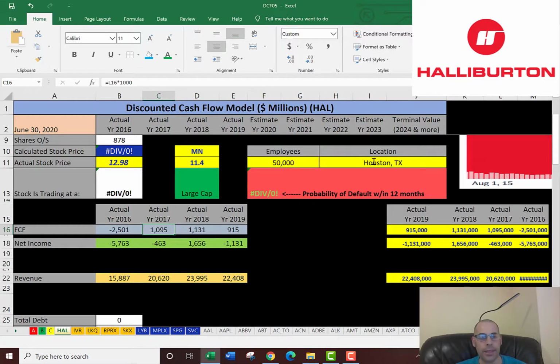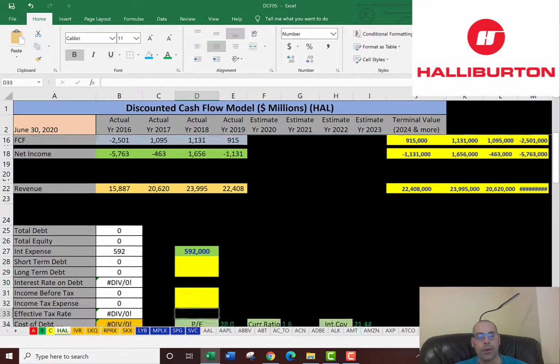Looks like 2016 wasn't a good year. They had negative free cash flow and negative net income. Looks like they had a big negative in 2018 as well, although they had positive free cash flow. So it must have been some non-cash items, because the income statement uses accrual accounting. And the revenue looks fairly steady and it's pretty much growing each year.